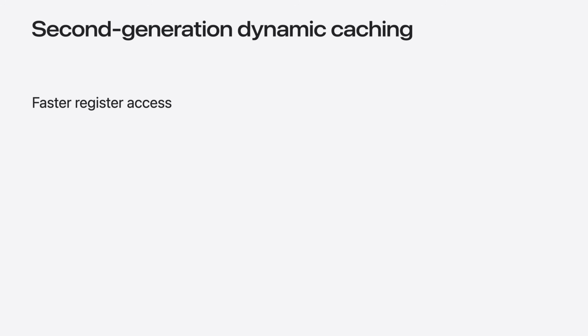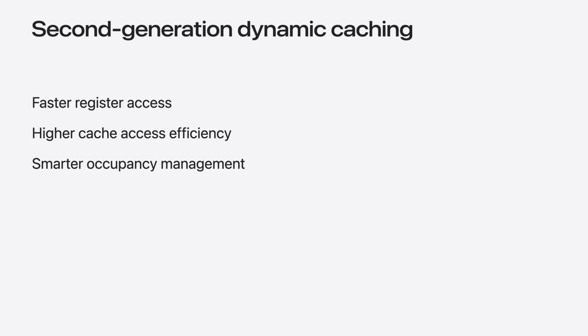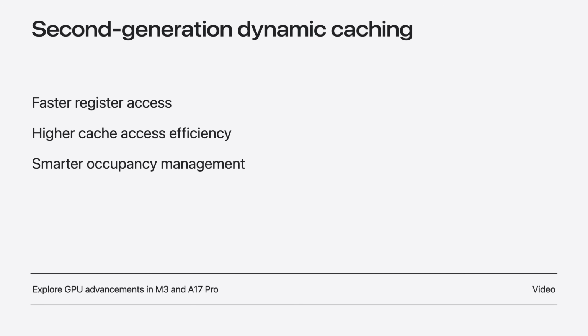Building on M3's dynamic caching for efficient memory allocation, M5 delivers lower register access latency and higher cache access energy efficiency. Alongside this, a redesigned smarter occupancy management unit maximizes shader core utilization while keeping data on chip. To understand these improvements, let me briefly recap how dynamic caching works. For more details, refer to the Explore GPU advancements in M3 and A17 Pro.